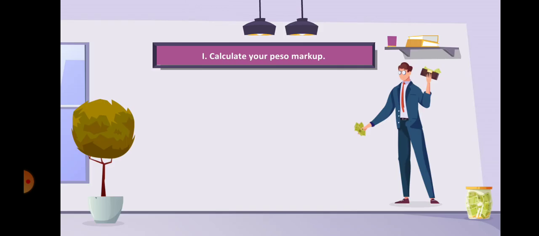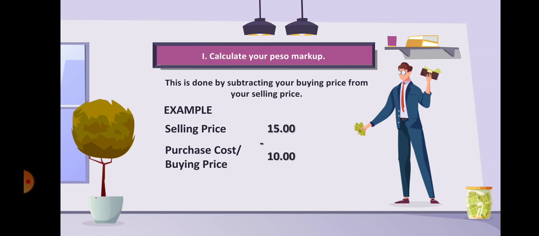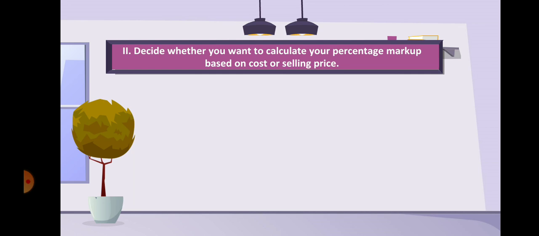Okay, the first step is you have to calculate your peso markup. This is done by subtracting your buying price from your selling price. Example, your selling price is 15 pesos. Then, you subtract it from the purchase cost or the buying price. Your buying price is 10 pesos. So what is the peso markup? Okay, the peso markup is 5 pesos.